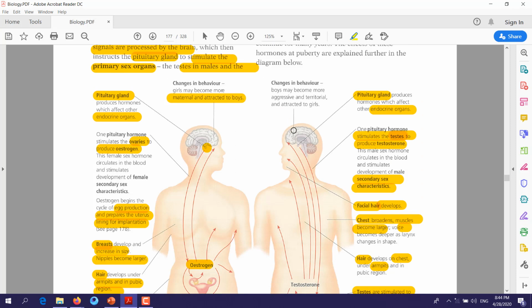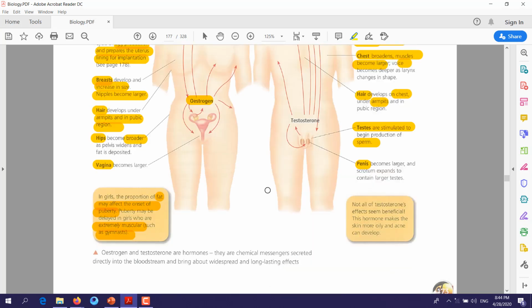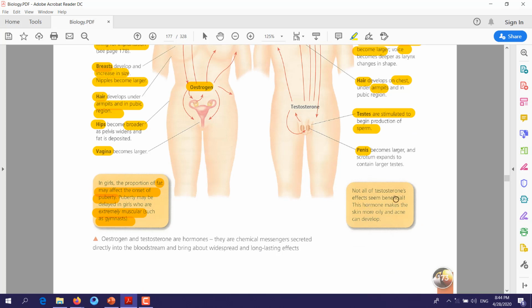Now, how will these hormones affect the behavior of boys? Boys may become more aggressive and territorial, and attracted to girls. And the last effect of testosterone: not all of testosterone's effects seem beneficial. All of these were beneficial, but we also have some negative effects of testosterone. This hormone will make the skin more oily, and acne can develop.